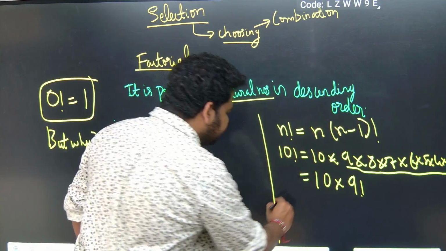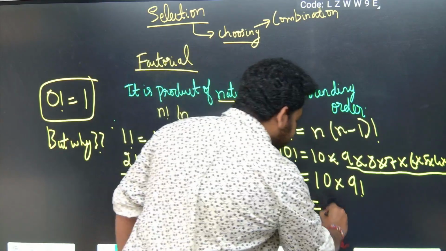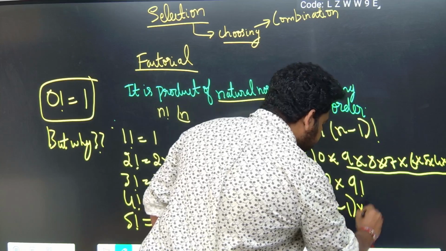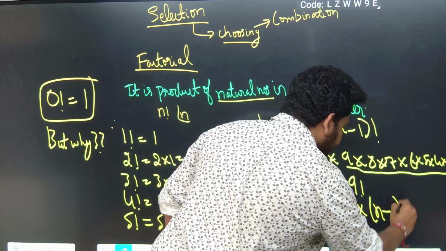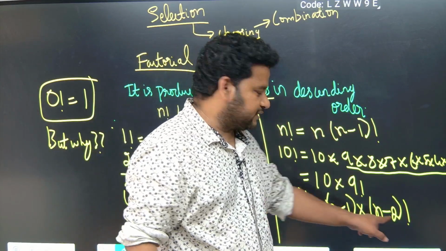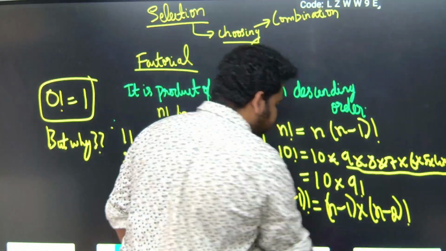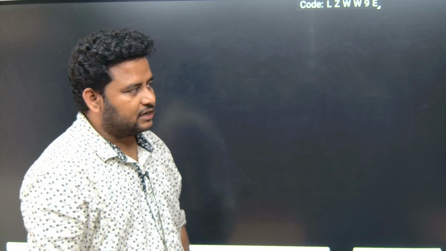Suppose I write n minus 1 factorial. This can be written as n minus 1 into n minus 2 factorial. Now let us understand why 0 factorial is 1.